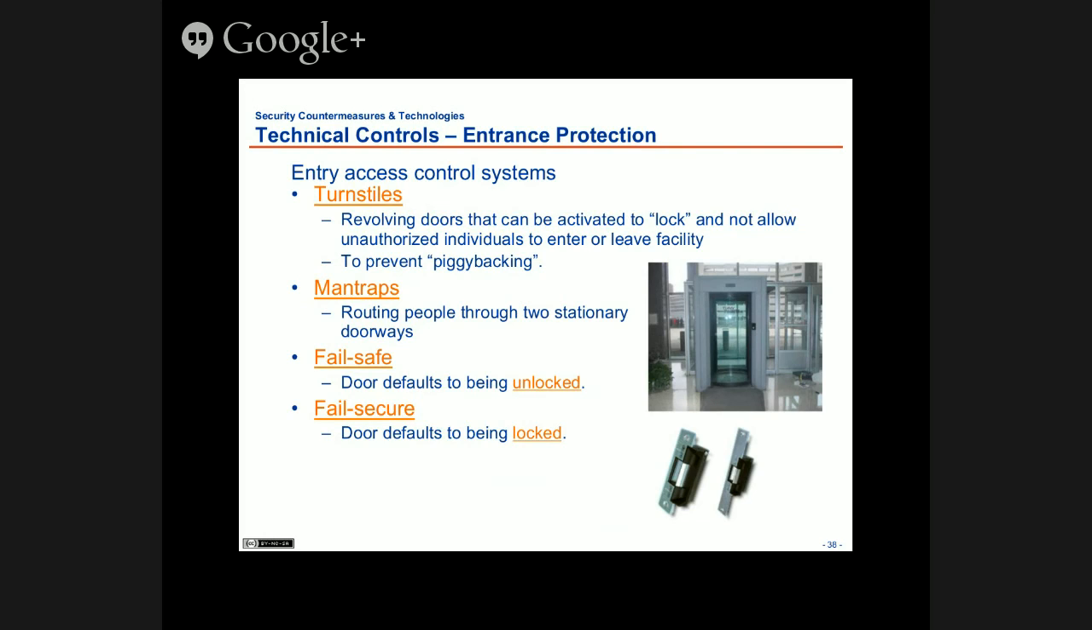Then you have man traps. These are basically routing two people through stationary doorways. You have fail safe. These are door defaults being unlocked. And then you have fail secure, which means door defaults are being locked. So fail safe, everything's unlocked. Fail secure, everything's locked. That's it.